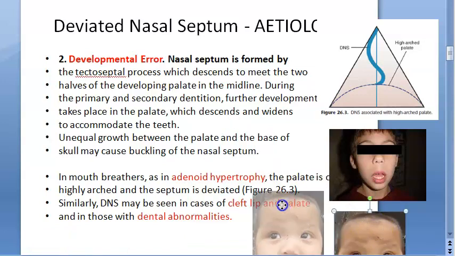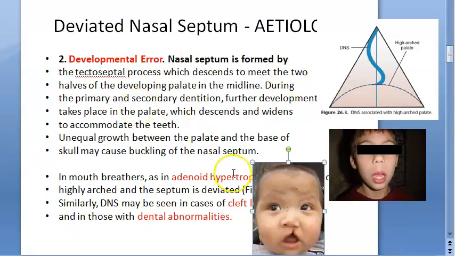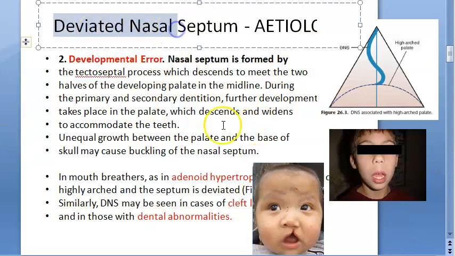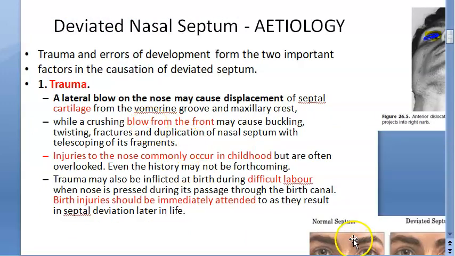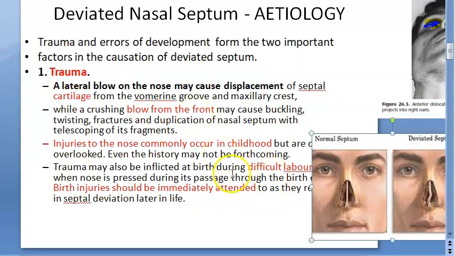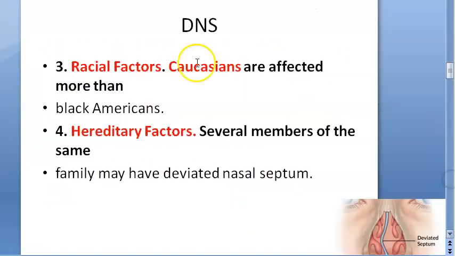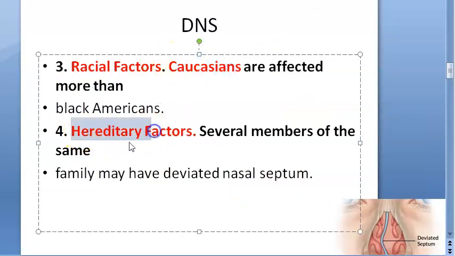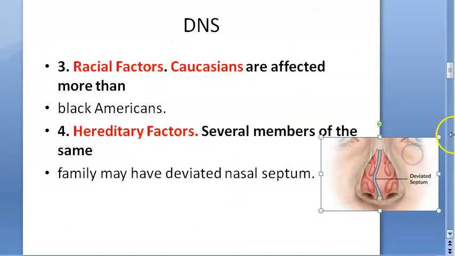So we are done with developmental error. Did you understand the developmental error for deviated nasal septum? The main two things are finished: trauma, and now developmental error. What are the other two things? Caucasians and racial, and some people may have it in their family. That's it for the etiology.